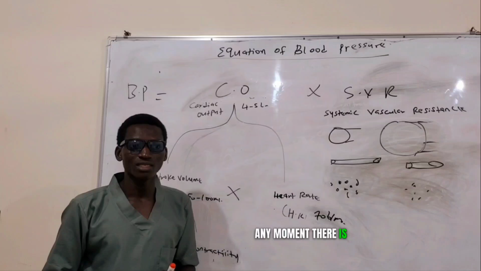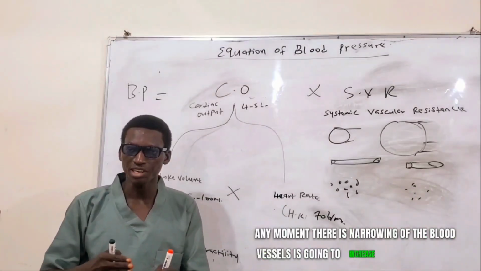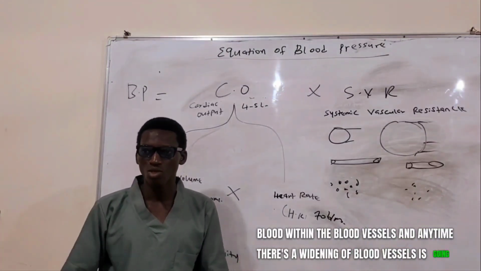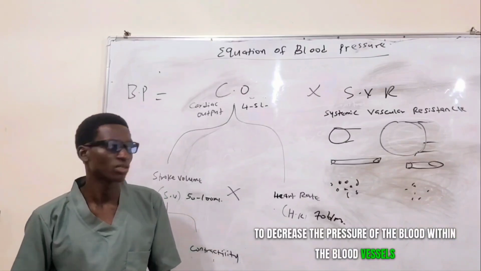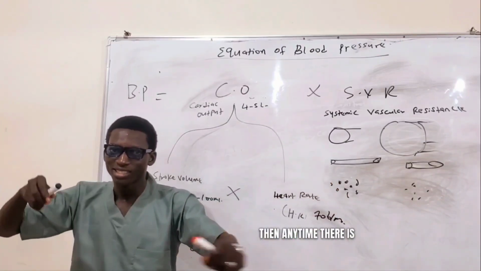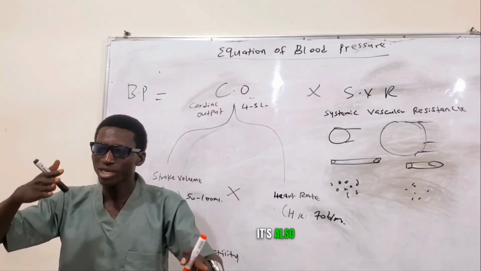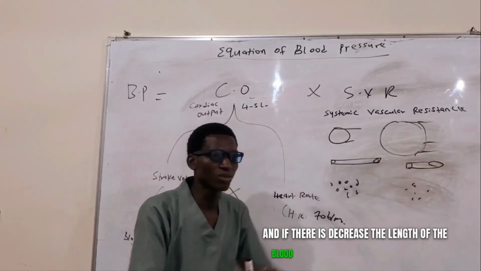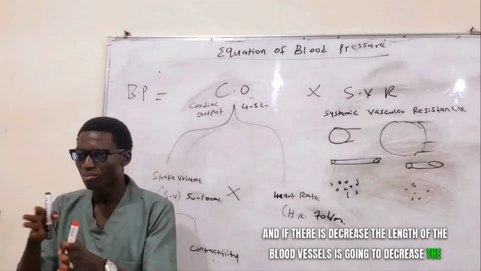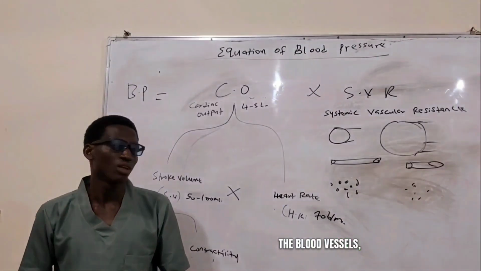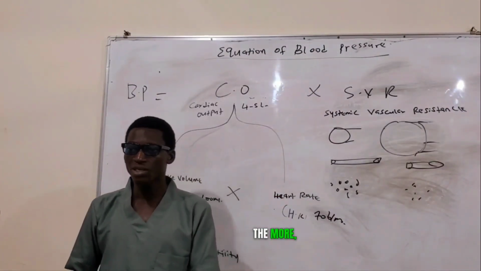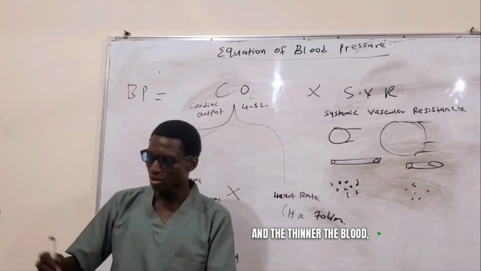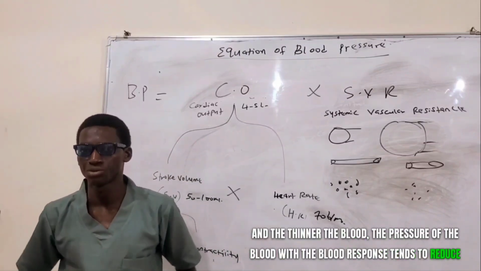Any moment there is narrowing of the blood vessels, it is going to increase the pressure of blood within the blood vessels. And anytime there is a widening of the blood vessels, it's going to decrease the pressure of the blood within the blood vessels. Then anytime there is an increase in length of the blood vessels, it also increases the pressure of the blood within the blood vessels. And if there is a decrease in the length of the blood vessels, it's going to decrease the pressure of the blood within the blood vessels. Meanwhile, for the viscosity, the thicker the blood, the higher the pressure of blood within the blood vessels, and the thinner the blood, the pressure of the blood within the blood vessels tends to reduce.